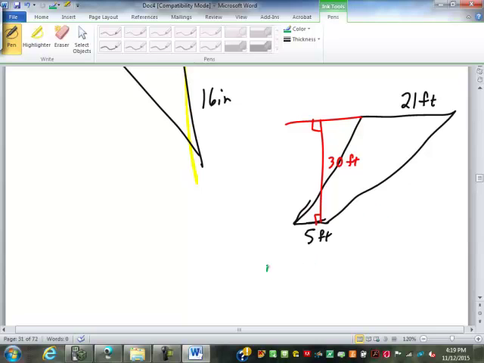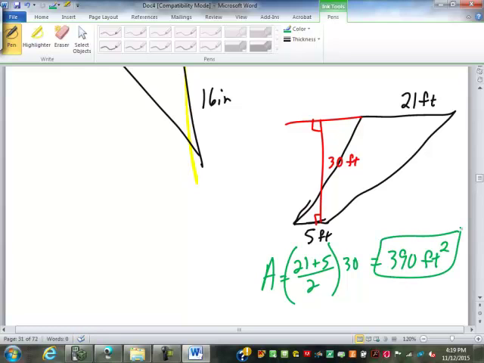So how do I find the area of this? 21 plus 5 divided by 2 times 30, which gives us 390 square feet. Feet squared. Perfect.